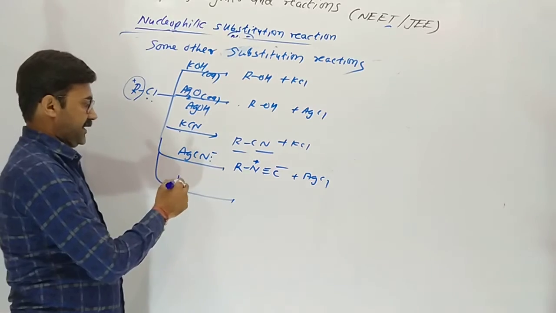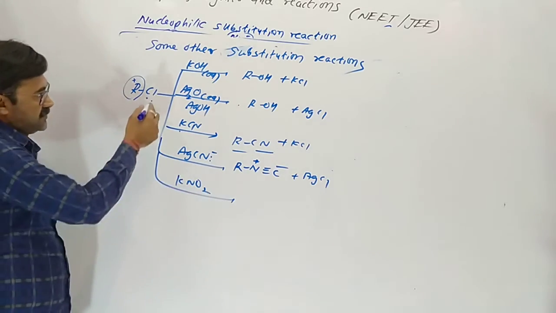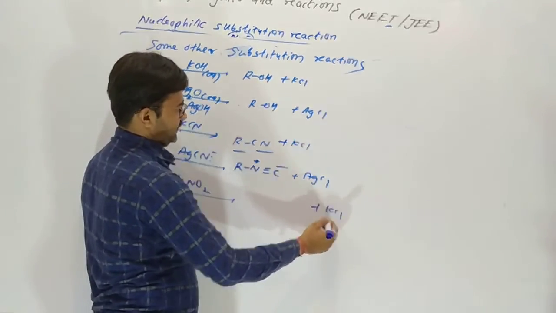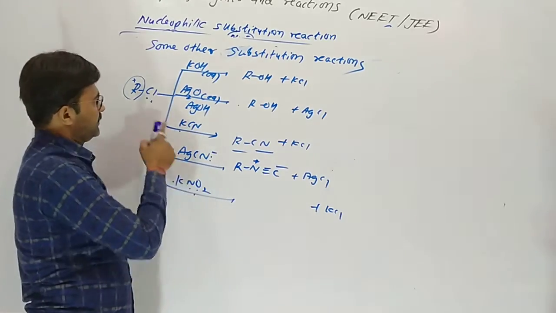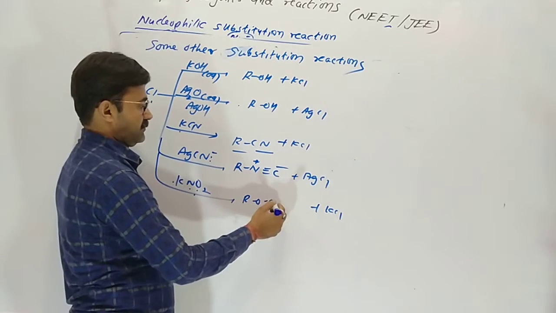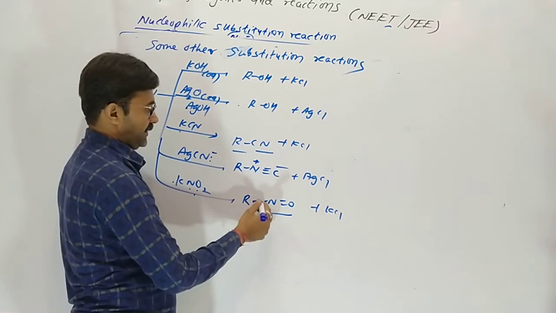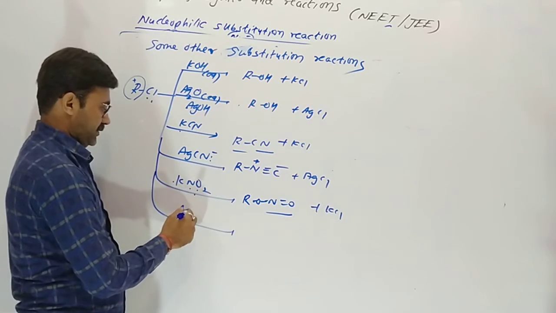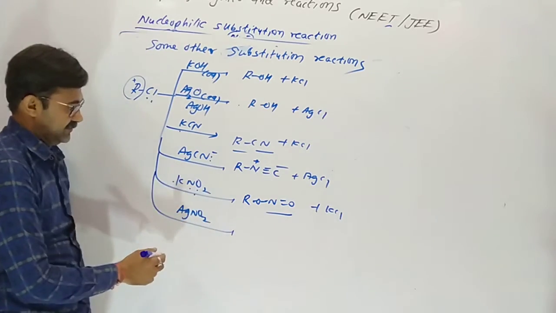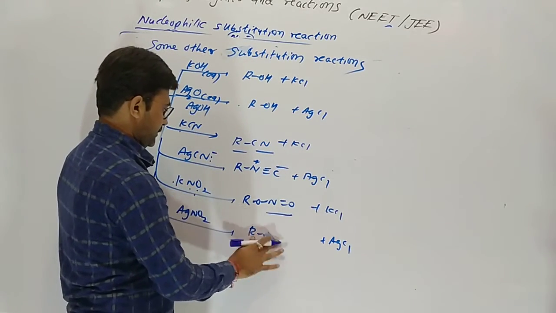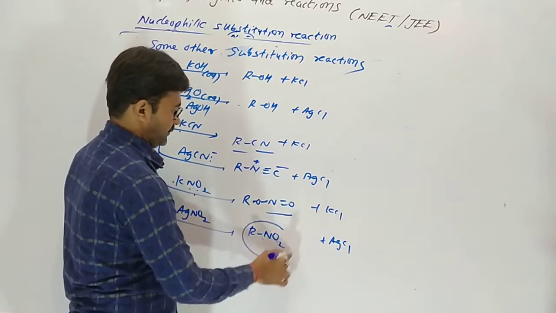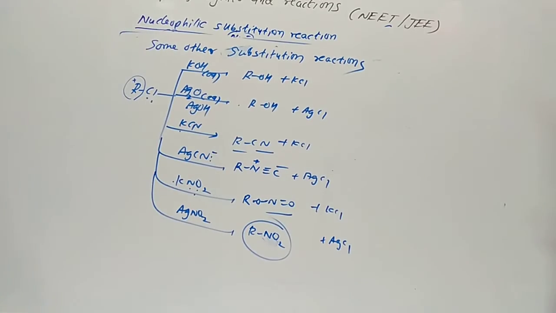Like this, potassium nitrite is taken. So K with Cl is KCl. Here not nitrogen but oxygen is combining with carbon. So an alkyl nitrite occurs. But in reaction with silver nitrite, AgCl removes and gives the nitroalkane. The product here is nitroalkane. Understood?